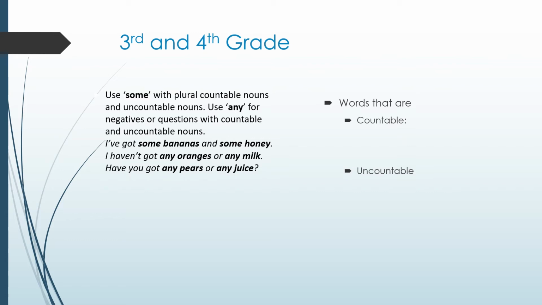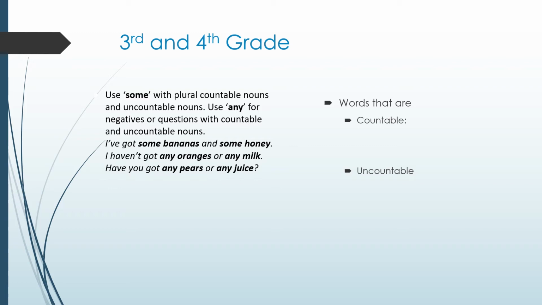Okay. So third and fourth grade, here's a rule with countable and uncountable. If you remember what countable and uncountable are, some words we can count. Some words we can't count. For example, we can't say I want 1 milk or I want 2 milks, but I would like some milk.